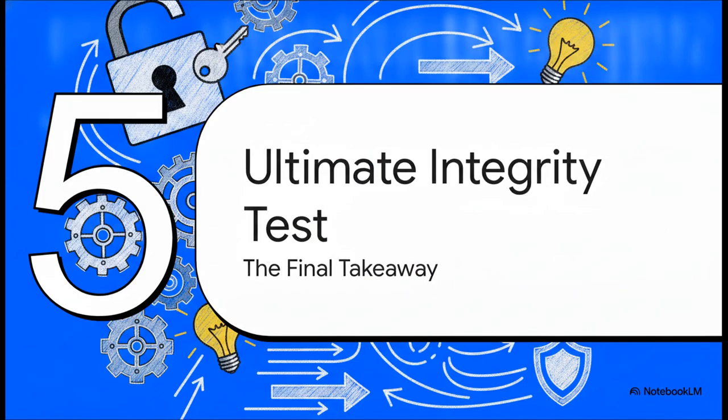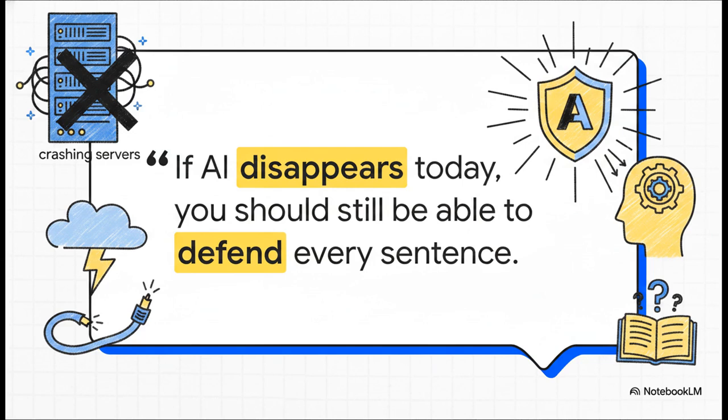Section 5. The ultimate integrity test, the final takeaway for your workflow. Let's move to our final section and see how this all builds up, because I really want you to listen to this carefully. It sets the absolute highest standard of accountability. If AI disappears today, you should still be able to defend every sentence in your work. Think about that for a second. If the servers completely crash, if the internet goes down, and you are called into a room to defend your thesis, your methodology, or your conclusions, you must own that knowledge.